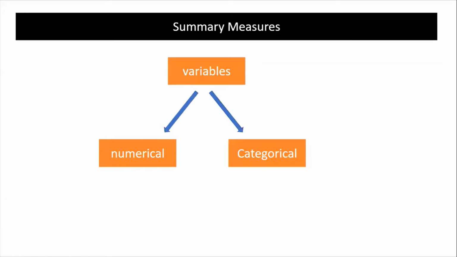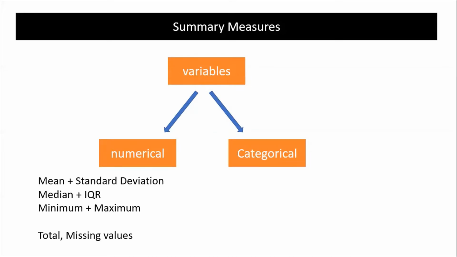Okay, summary measures. Based on these data types, our summary measures differ. Generally speaking, for numerical variables, we use mean, standard deviation, median, IQR, minimum, maximum. I think we should also look at the total number and missing number as part of the summary measures, because most of the time we focus on mean and standard deviation, but these also rely on the total number and the missing values. So I think total and missing values are also important to look at when we do summary measures.